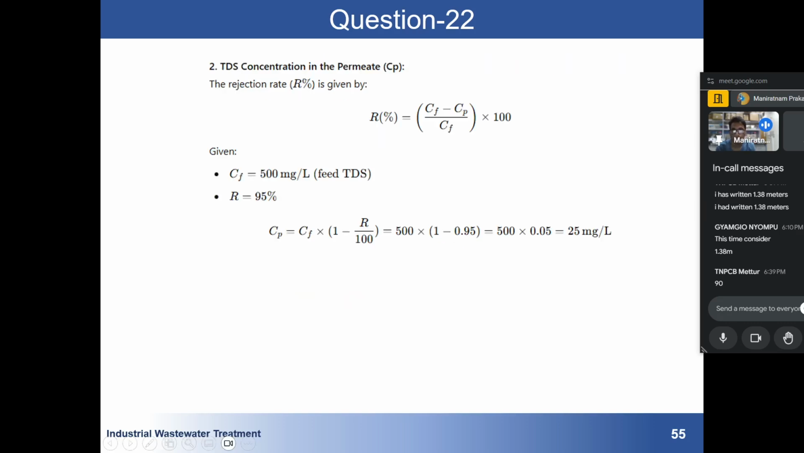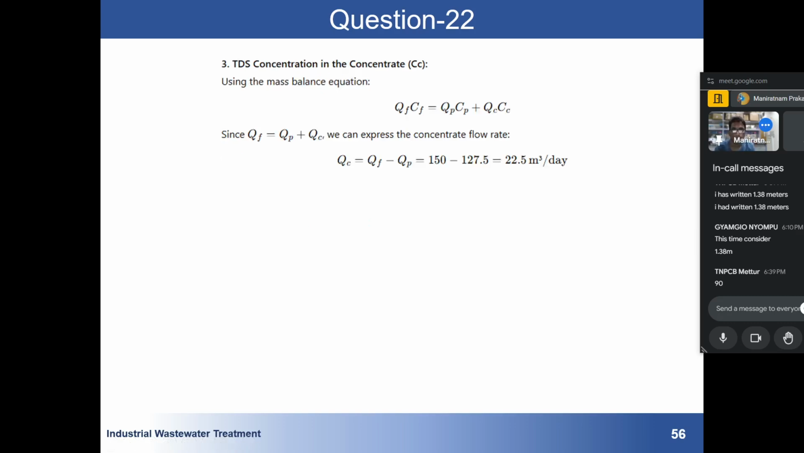Then the second question was about permeate concentration, similar to the other question. In that question, you had to find R percentage, but here R percentage was given to you and you have to find Cp, the permeate concentration. Again we put in this value, and the final answer is 25 milligram per liter. And the final question is using mass balance.